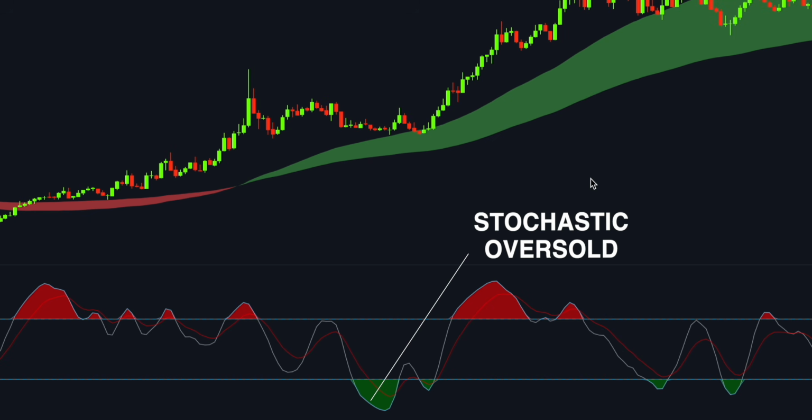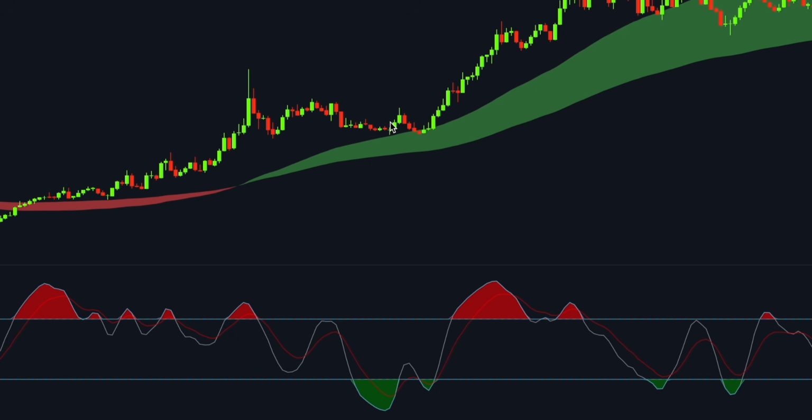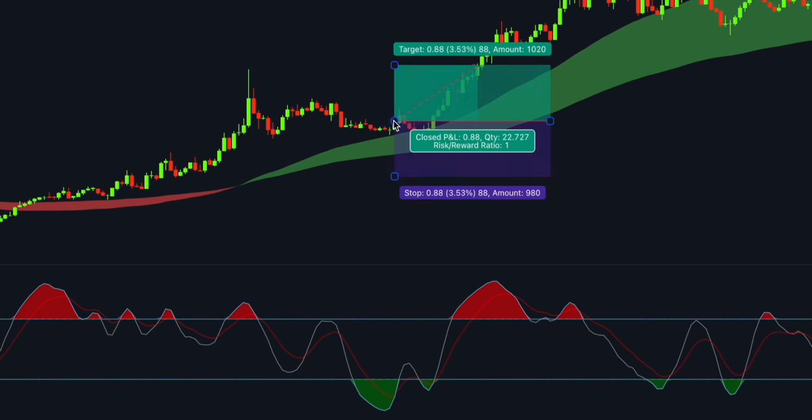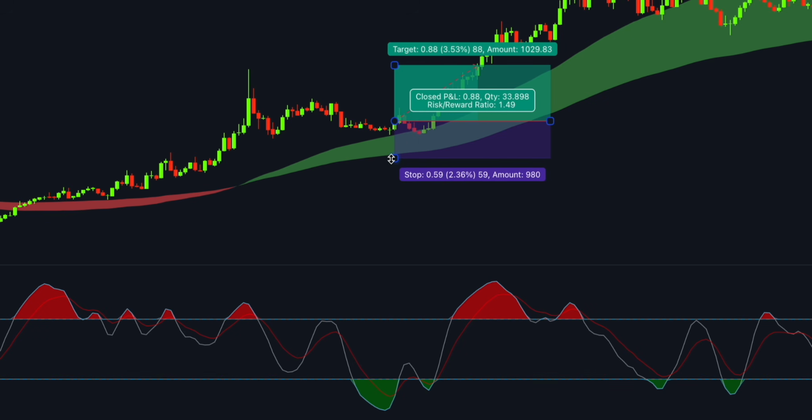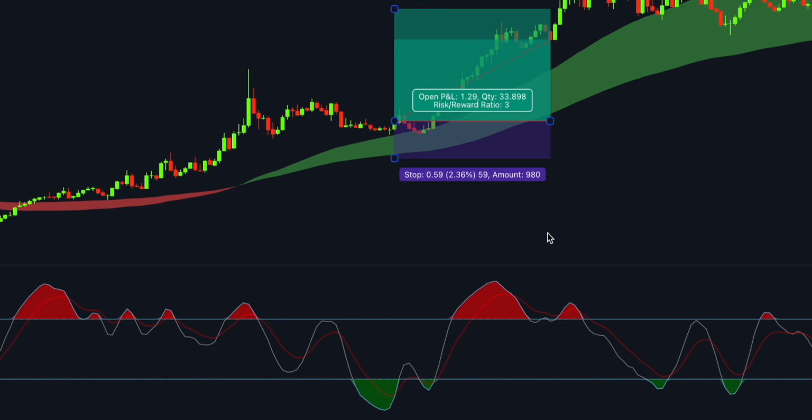Lastly, check for a bullish cross on the stochastic. If at the time of the cross the price is closed below or inside the cloud, skip the trade. Place the stop loss at the recent swing low. You can set a fixed profit target or close the trade manually when the stochastic becomes overbought.